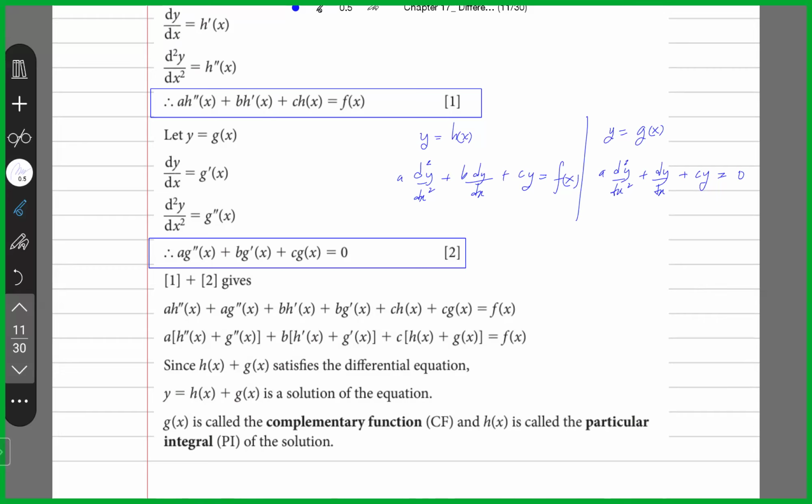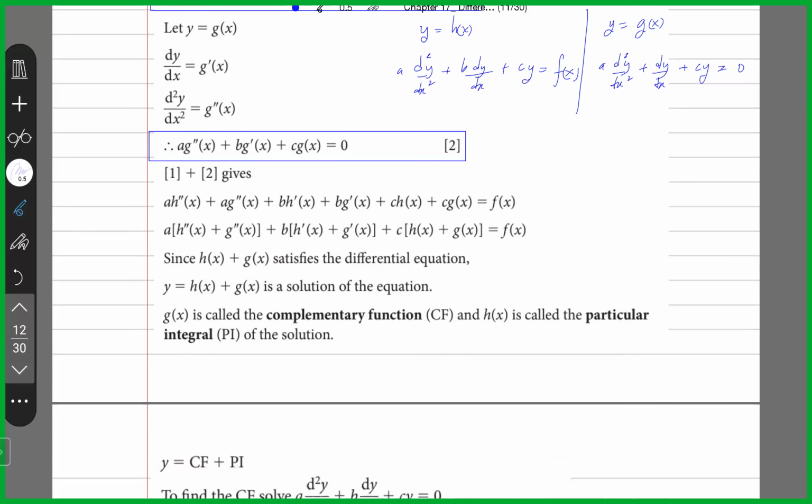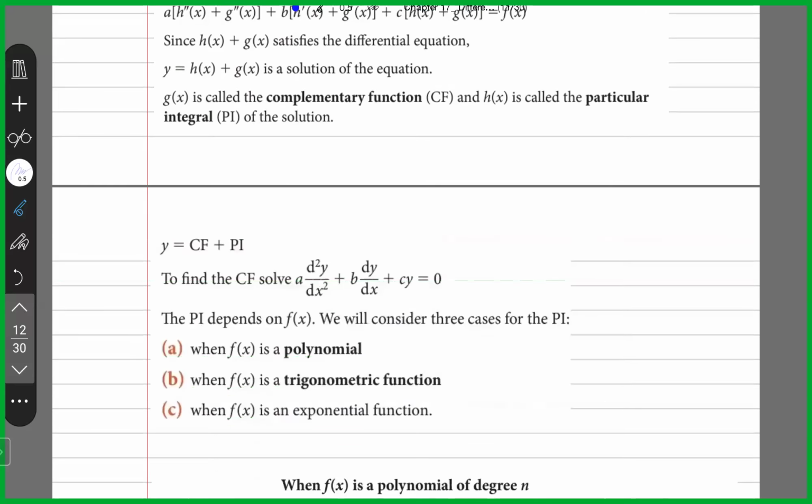Now, g of x is called the complementary function. I'm guessing it's called complementary because it was the solution from g of x equal to 0, so it really doesn't change it. It's complementary. And h of x is called the particular integral, PI. I know you might not understand what this is saying, but as we progress, you'll get it fully. Therefore, the solution of my second order non-homogeneous differential equation is y is equal to CF plus PI, where CF is the complementary function and PI is the particular integral.